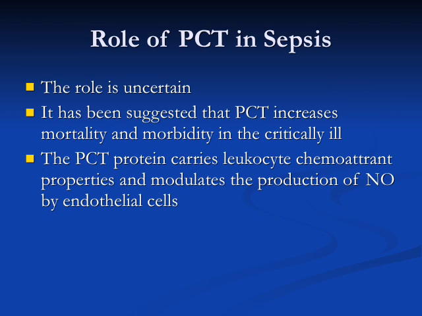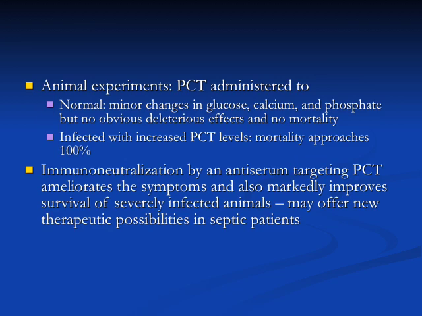So what, you might ask, is the physiological role of procalcitonin in the setting of sepsis? The role is largely unknown. It has been suggested that procalcitonin increases mortality and morbidity in the critically ill. Procalcitonin is thought to carry leukocyte chemoattractant properties and modulate the production of nitric oxide by the endothelial cells. Animal testing has demonstrated the increase of mortality and morbidity with procalcitonin.